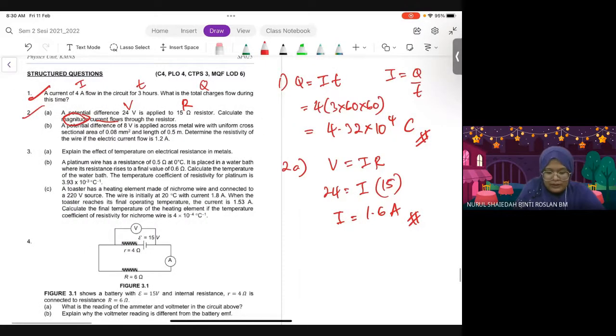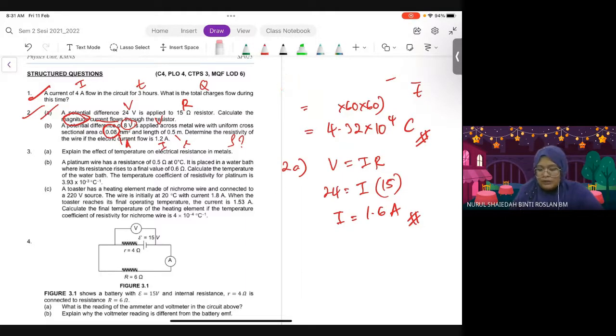Okay, soalan number B. A potential difference. So they give you V. Apply across a metal wire with uniform cross-sectional area. So they give you A, but your A is in mm squared. So you have to change into meter. They give you length. Determine resistivity. So the symbol is rho lah. When the current flow is 1.2.